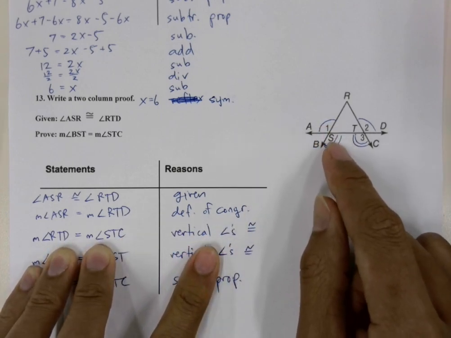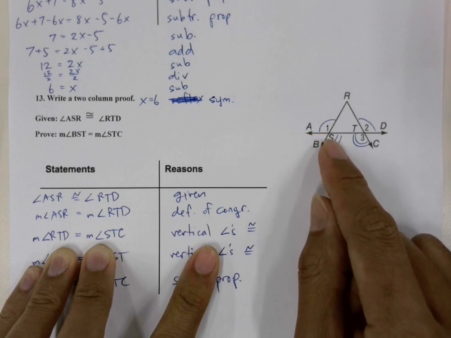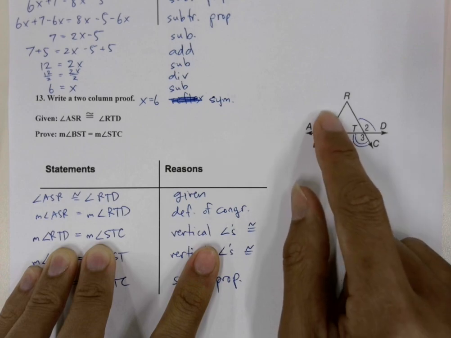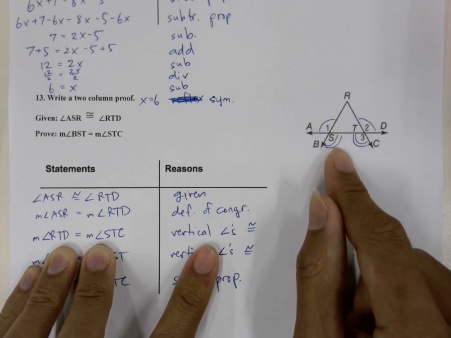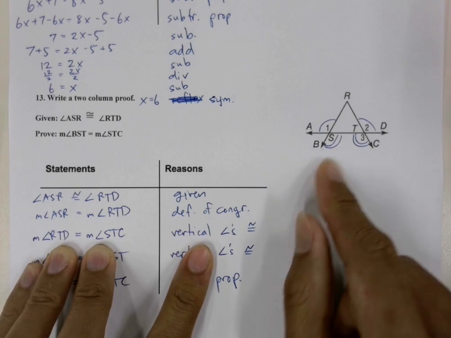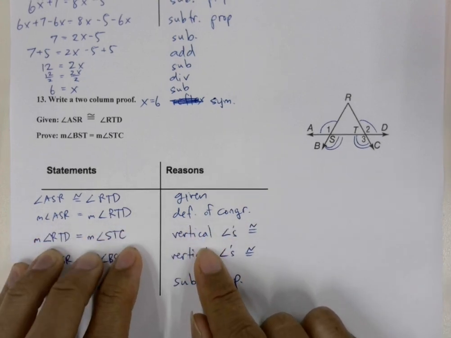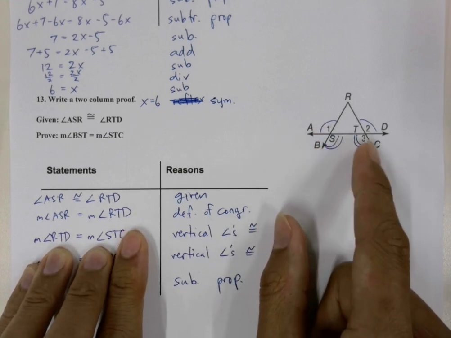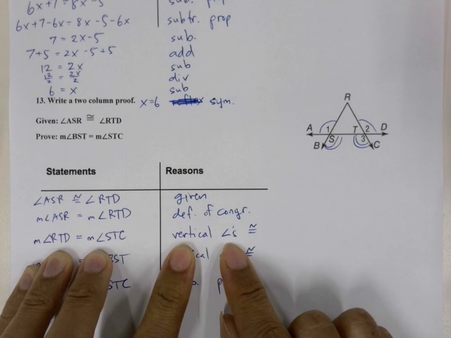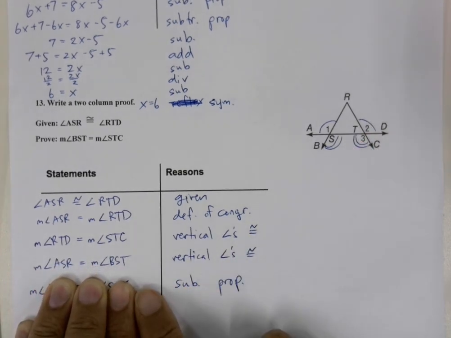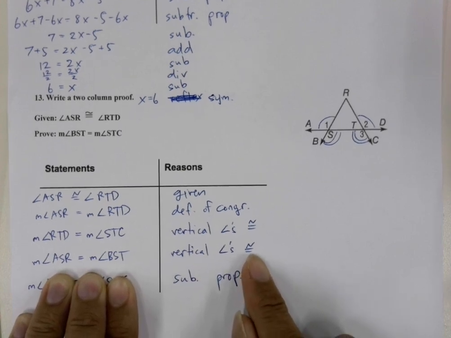It's that if you have vertical angles like angle ASR and BST, these are vertical angles, they are congruent, right? And that means their measures are equal. So here we use that to say that angle 1 is congruent with angle BST, right, because of the vertical angles theorem. And we also say that angle 2 is congruent with angle 3 using the vertical angles theorem.